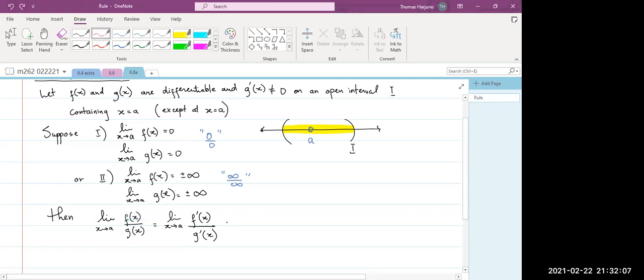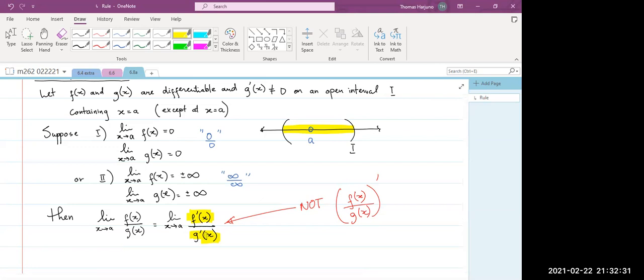the derivative of the ratio. No, it's the derivative on the top divided by the derivative at the bottom. So derivative over derivative. Okay, not the derivative of the ratio, not the derivative of the quotient, not the quotient rule. You don't do the quotient rule. Example.